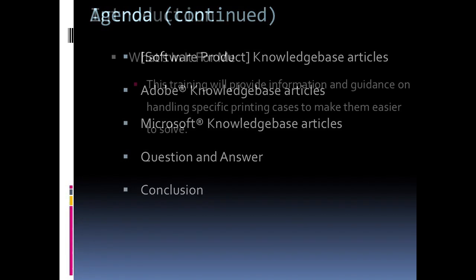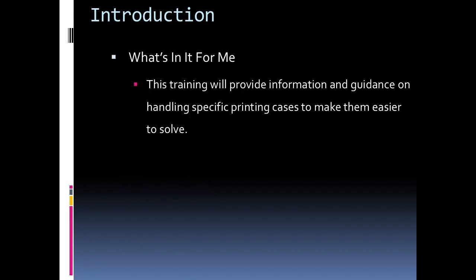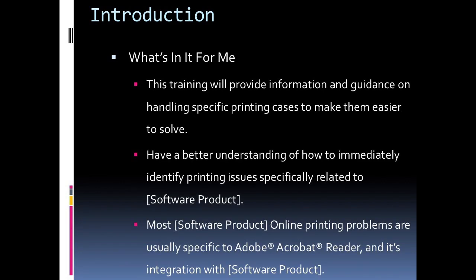What's in it for me? This training will provide information and guidance on handling specific printing cases to make them easier to solve. It'll help you have a better understanding of how to immediately identify printing issues specifically related to your software product. Most software product online printing problems are usually specific to Adobe Acrobat Reader and its integration with the software product.